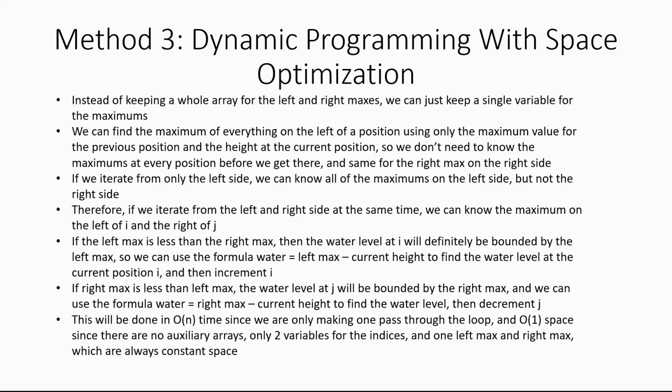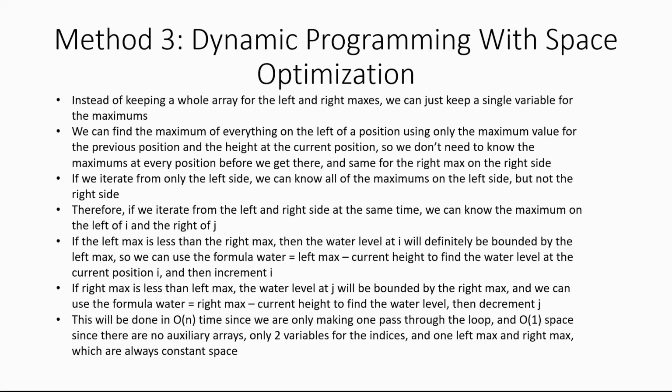If left max is less than or equal to right max, then we know the water level at I will definitely be bounded by left max, since whatever the case with the right side is, there's at least one bar that is higher than the left max. Therefore, the water level at I will be equal to left max minus the height at I. Similarly, if right max is greater than left max, the water level at J will be equal to right max minus the value at J.